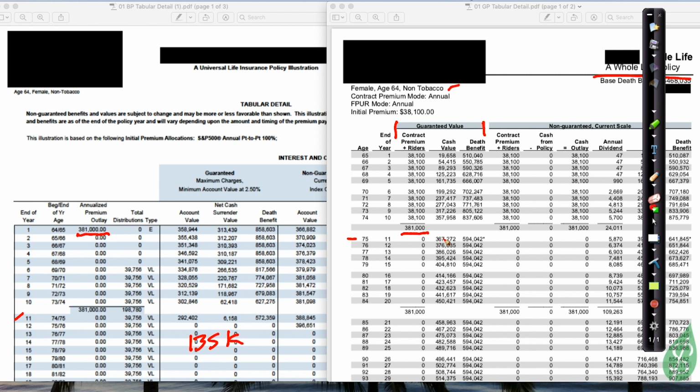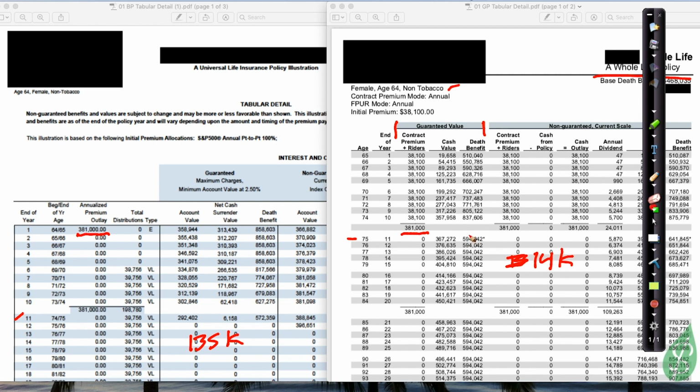And the total cost for this policy at this point is $13,728. Let's call that $14,000 for ease. Okay? $135,000 versus $14,000. Death benefit in this policy in year 11 is $572. Death benefit in year 11 in this policy is $594. Very similar. You get almost $20,000, like $18,000 more in this policy over here.